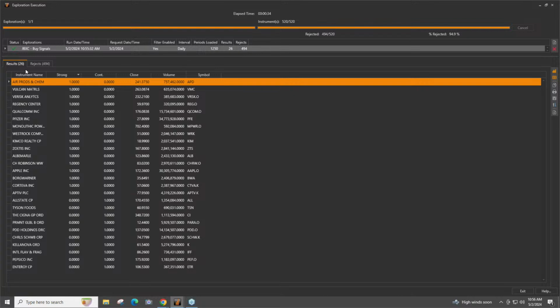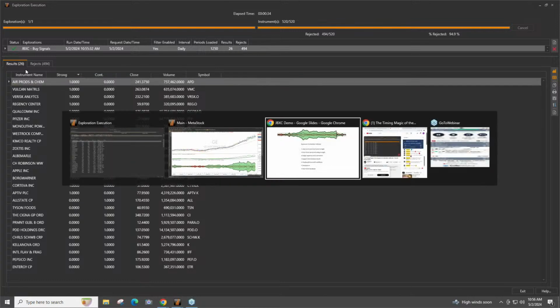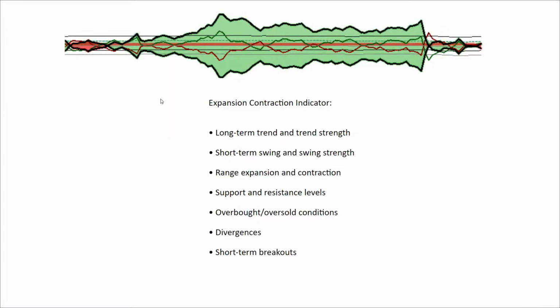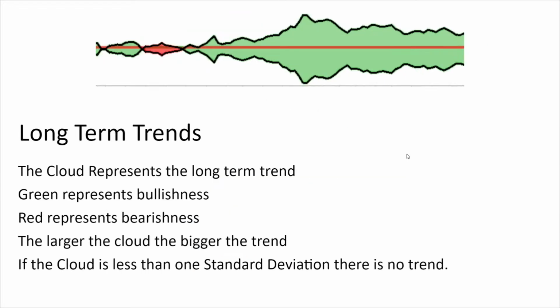It allows us to focus on stocks that have an opportunity. I love scanning. It's something, like I said, I run it all the time.